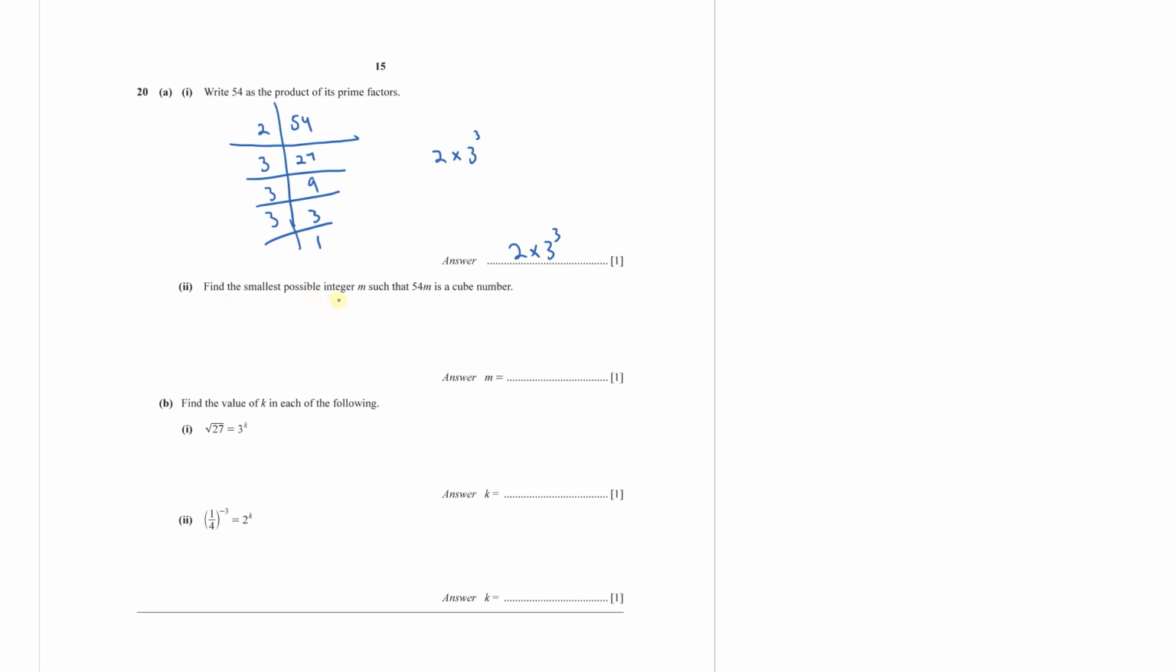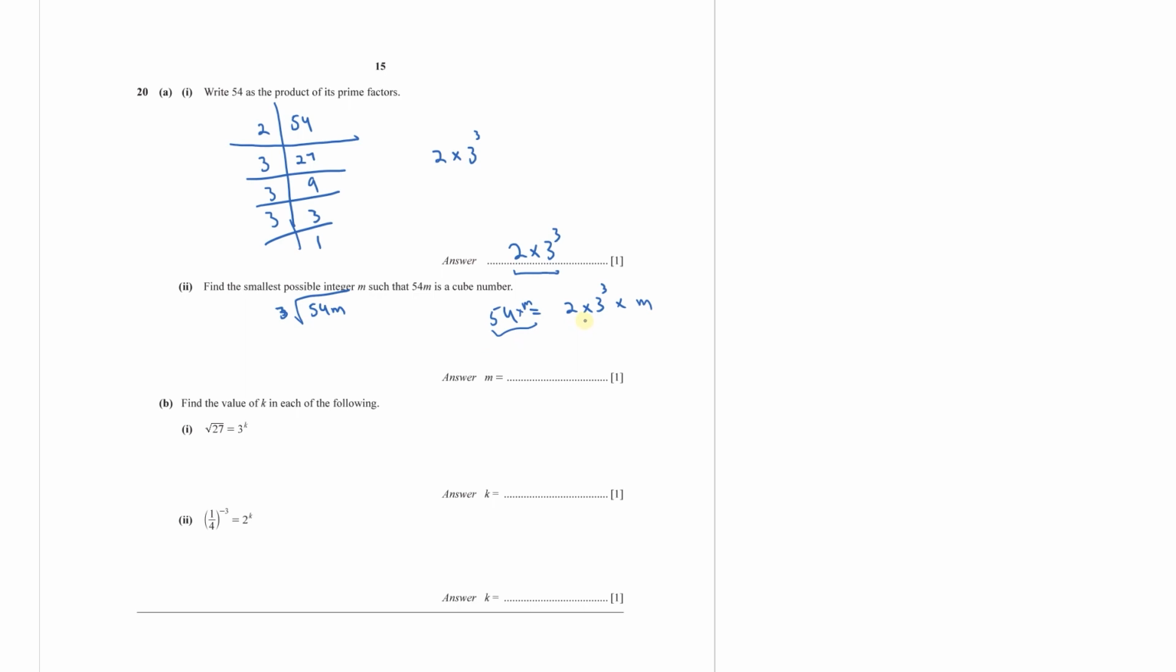Find the smallest possible integer m such that 54 times m is a cube number. So you know that 54m should be a cube number. That means if I take the cube root of 54m, I should get a whole number. I should not get a decimal. So I know that 54 can be written as 2 into 3 power 3, and I need to multiply this by m to make this a perfect cube.